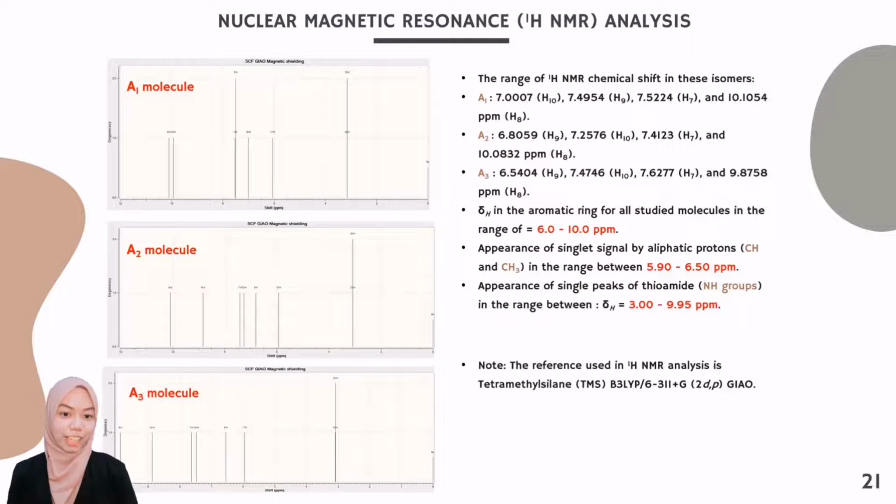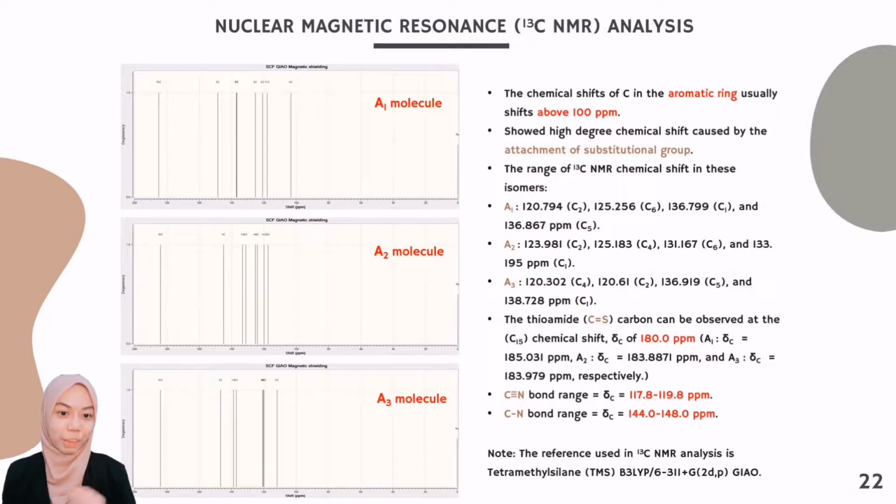In the proton NMR, it shows that most of the chemical shifts in the aromatic ring for all studied molecules are in the range of 6 to 10 ppm, since there is no further influence of hydrogen atoms. Besides, the hydrogens can modify the chemical properties of the targeted compound. Singlet signals from aliphatic protons, CH and CH3, appeared in the range between 5.9 to 6.5. Additionally, singlet peaks at the thioamide and NH groups are in the range between 3 to 9.95 ppm.